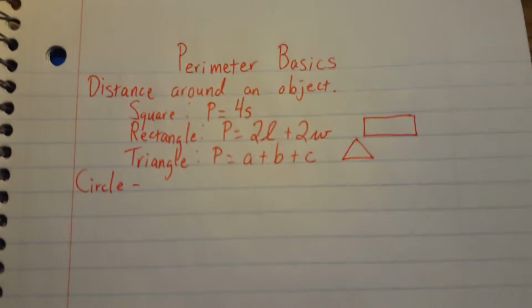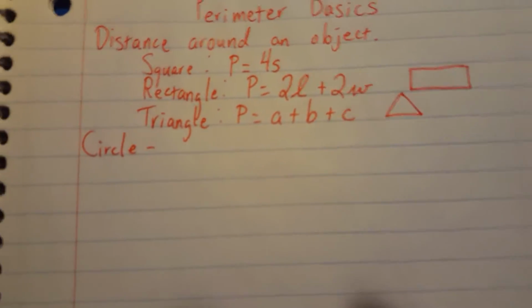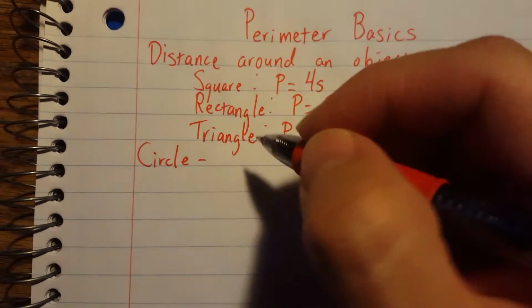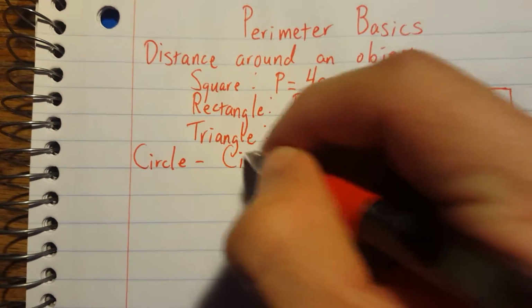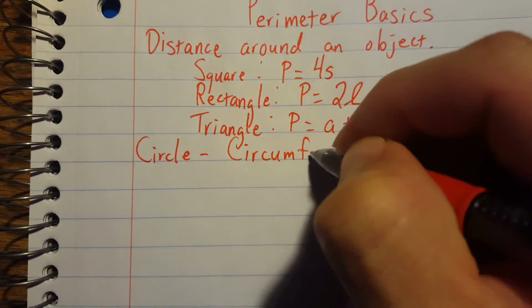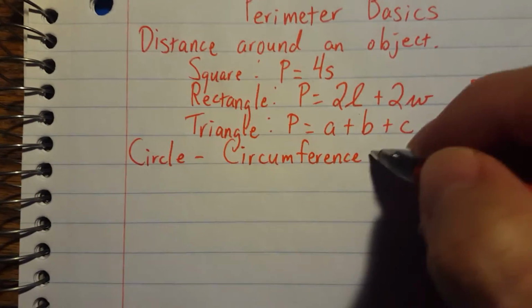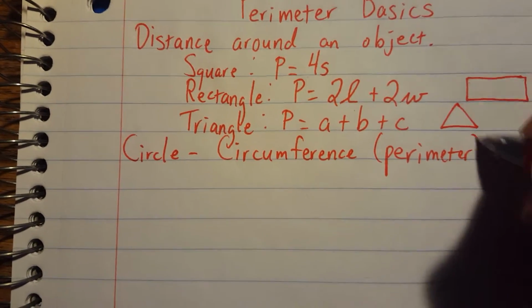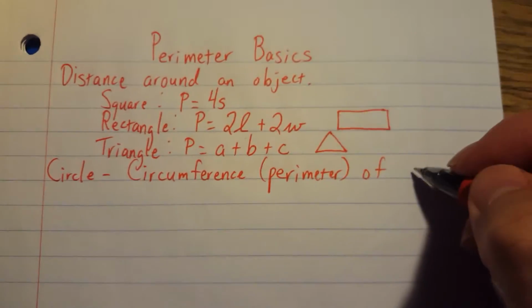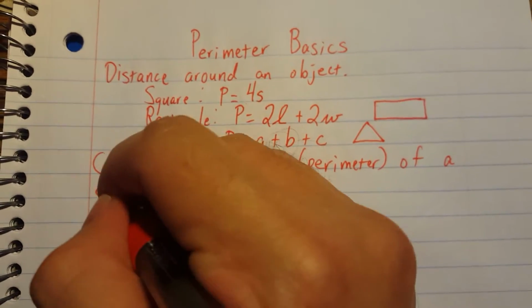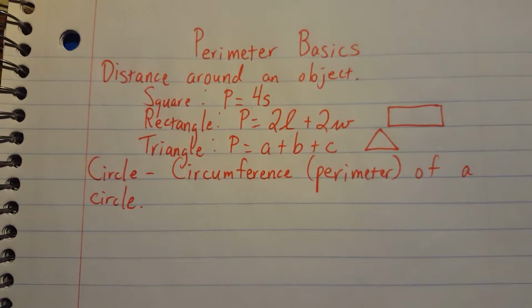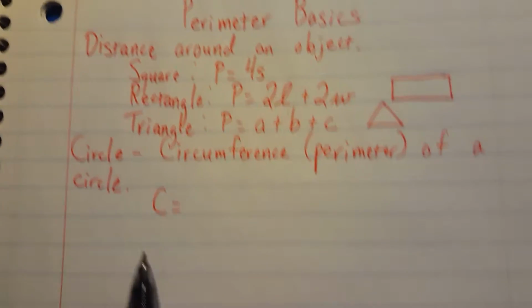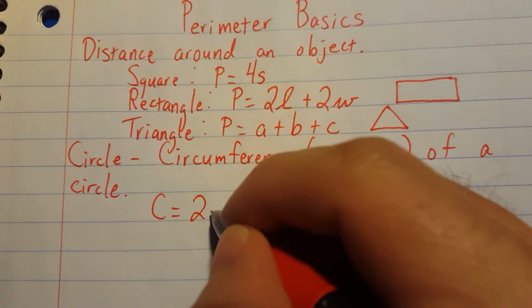Okay, the only exception to this is for a circle. And it's really not too much of an exception because you're doing the same things, it just has a formula that looks a little different. They call this the circumference. And it's really identical to the perimeter of a circle, because it's still the entire distance around the circle, just as you would expect from perimeter. Now here's the formula for the circumference of a circle. They go with C equals 2 pi r.